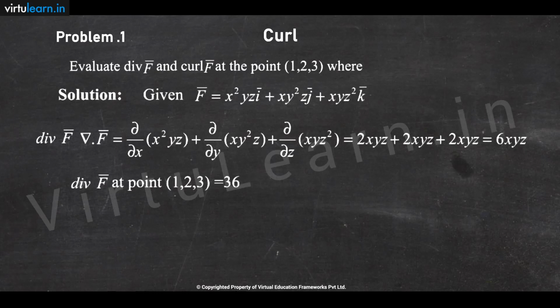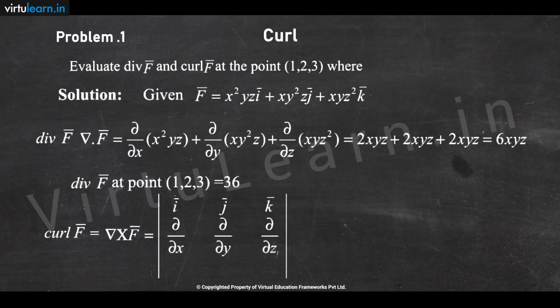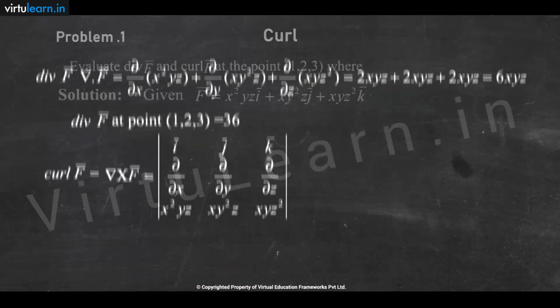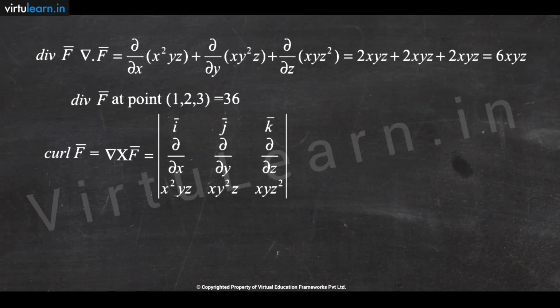Then we go for curl f bar. Curl f bar can be determined by evaluating the determinant with elements row wise: i bar, j bar, k bar. Second row, the partial differential operators dou by dou x, dou by dou y, dou by dou z. Third line, x square yz, xy square z, xyz square. We know how to evaluate this determinant, remembering that dou by dou x, dou by dou y or dou by dou z is to be operated on the components of the third line.